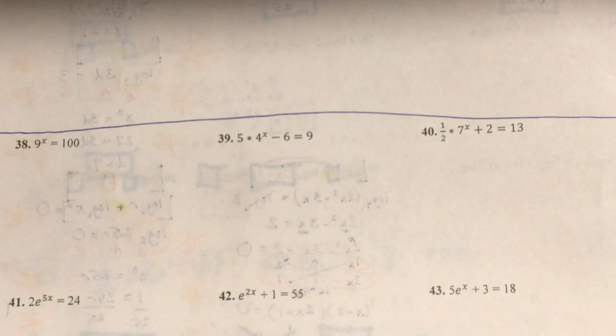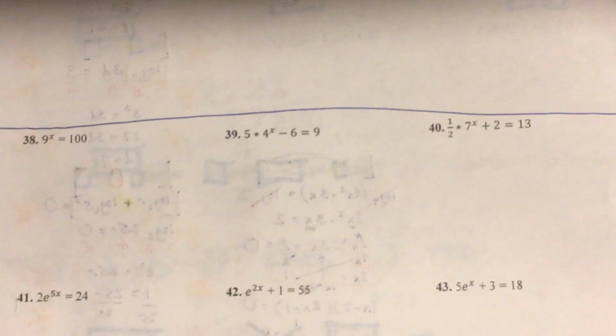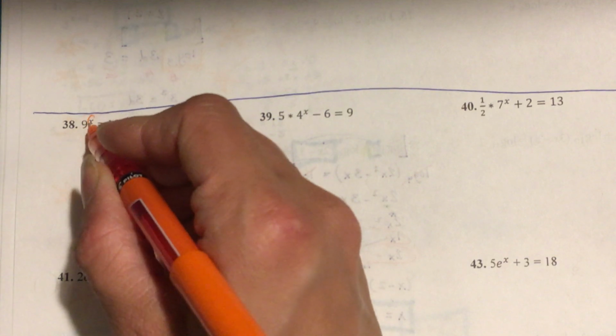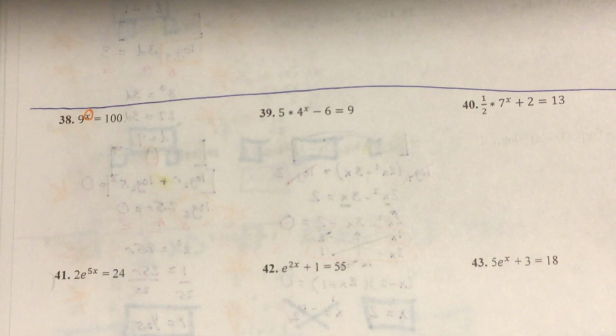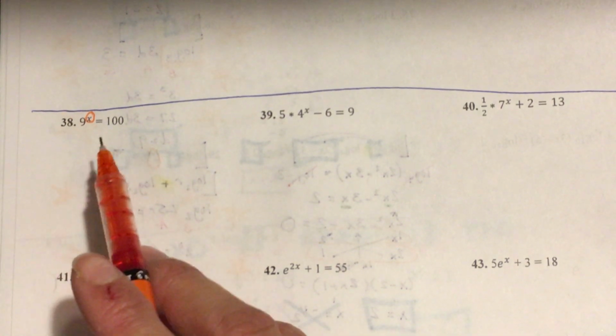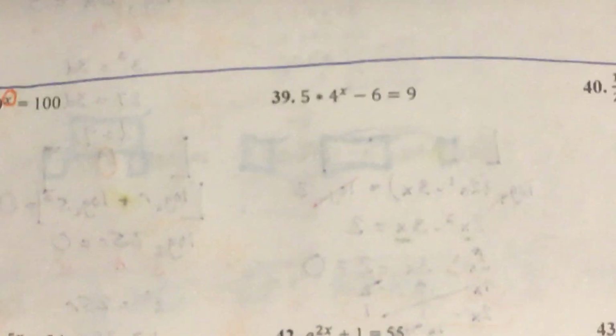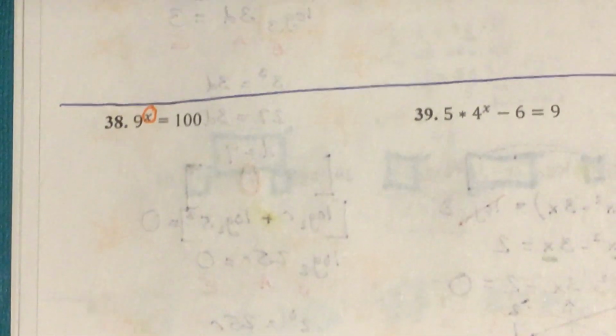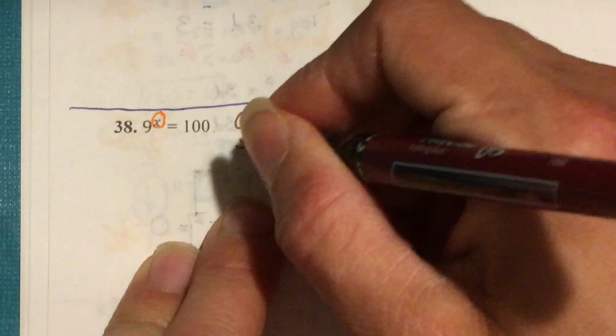If we look at number 38, what type of equation is this? We see that we have a variable up in the exponent, so this is an exponential equation, which means we're going to want to try to get the same bases. Now, I can rewrite 9 as 3 squared. I can rewrite 100 as 10 squared, but can I rewrite those as the same smaller base? No, we cannot. So we've got a problem on this one, that we can't get the same bases.